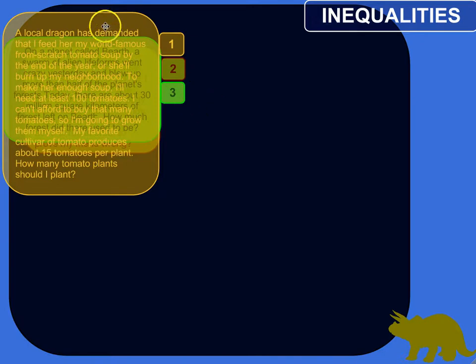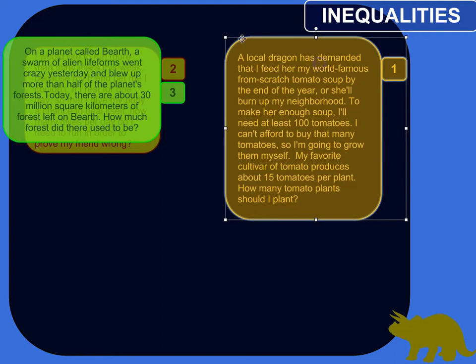So, let's look at these examples, and we'll just go through and kind of talk it out. I'll show you the process. So, a local dragon has demanded that I feed her. And by the way, I recommend reading the whole word problem to get a sense of the big picture, and then go through and pick out the key terms, the key ideas, the key numbers, etc.